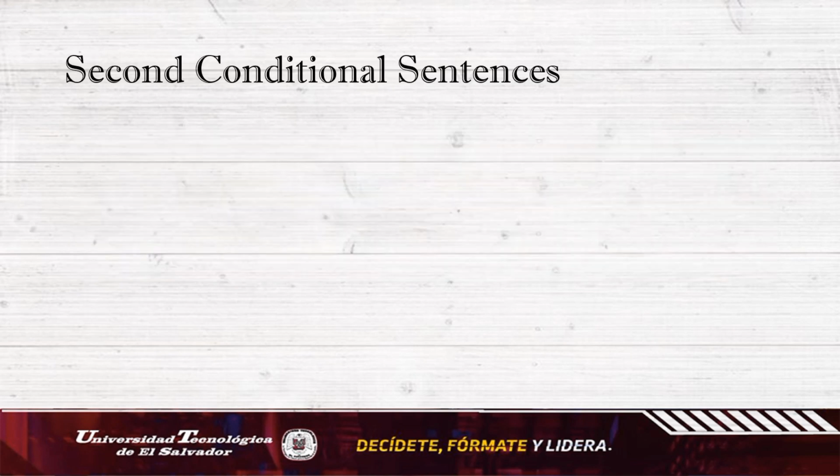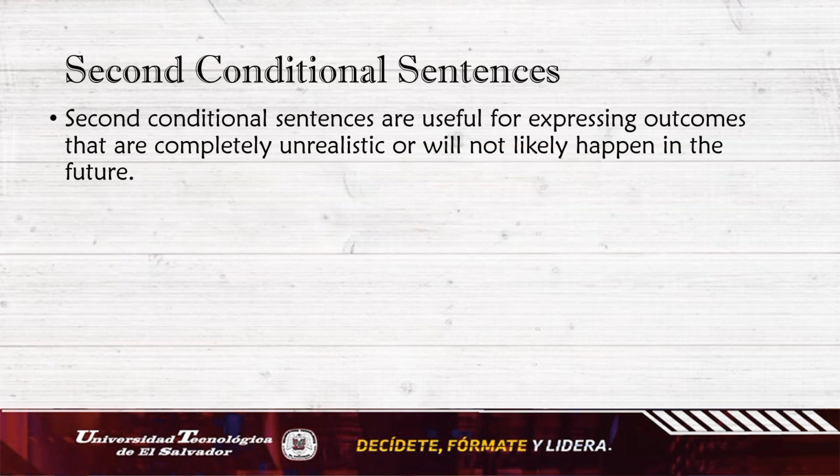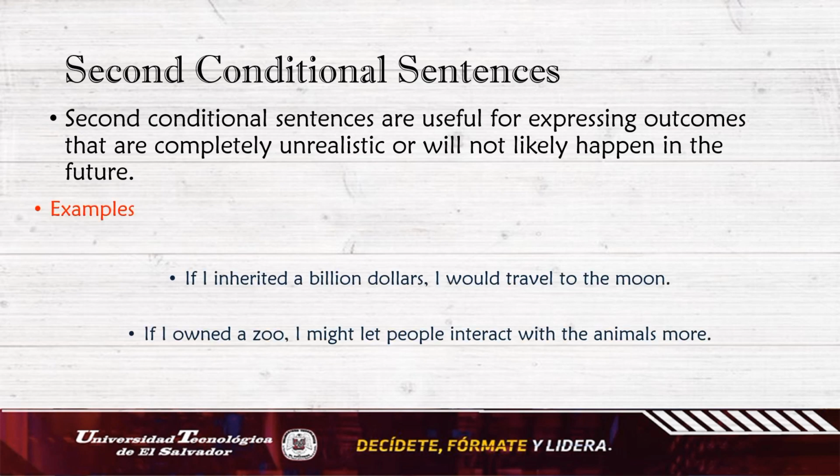Second conditional sentences. Second conditional sentences are useful for expressing outcomes that are completely unrealistic or will not likely happen in the future. Consider the examples below. If I inherited $1 billion, I would travel to the moon. If I owned a zoo, I might let people interact with the animals more.